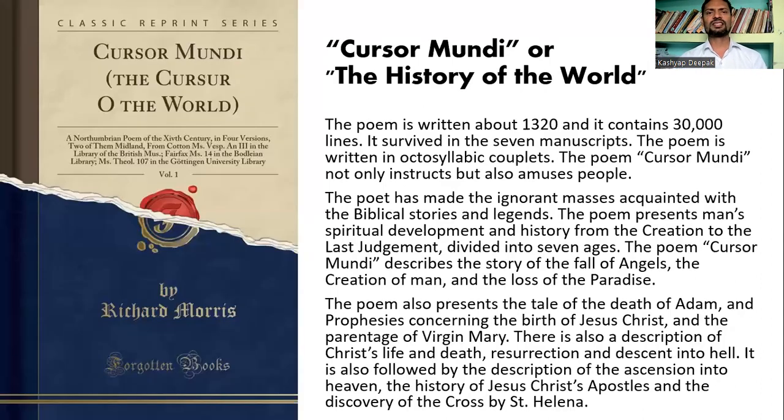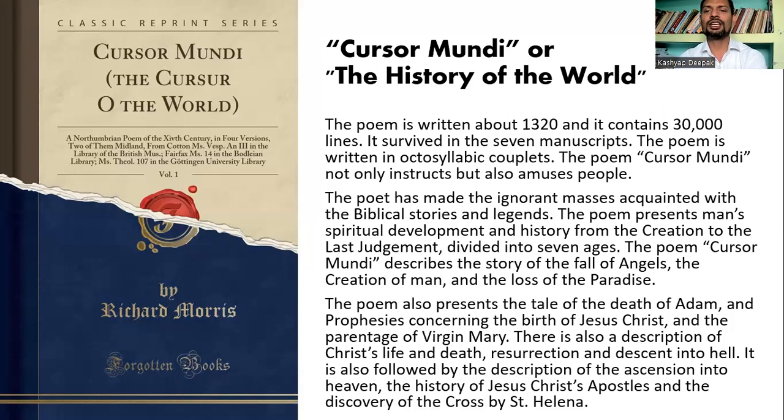And the next is Cursor Mundi, the history of the world. The poem is written somewhere around 1300 and contains somewhere around 30,000 lines. It is a longer poem. You can also compare it to an epic. It survived in 7 manuscripts. The poem is written in octosyllabic couplets, and it not only instructs but also amuses people.